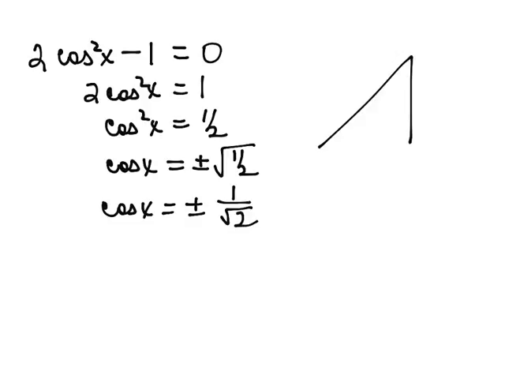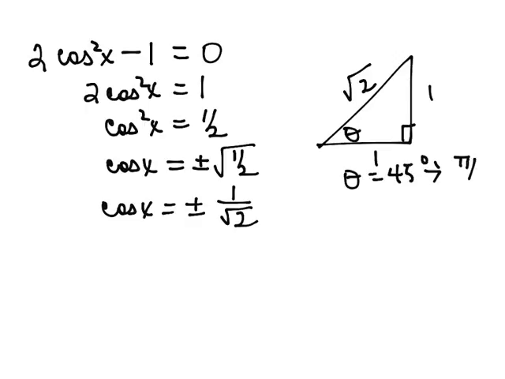So if I look at my special right triangles, I have a problem in which cosine, which is adjacent over hypotenuse, is 1 over the square root of 2. That means that the third side of this triangle would have to be 1, and theta is 45 degrees, which in radians is pi over 4.